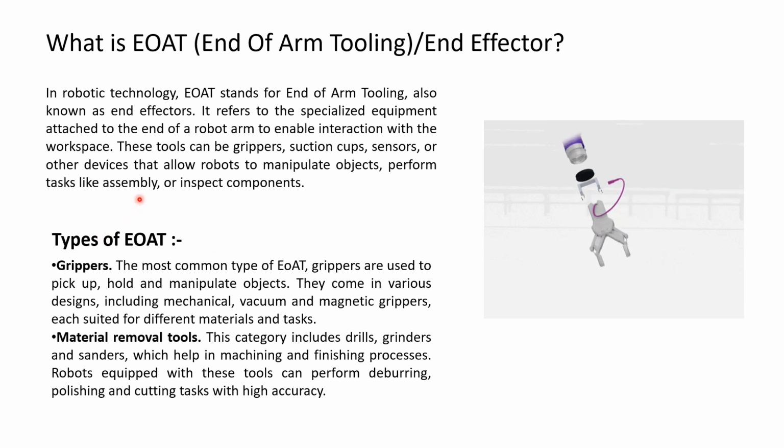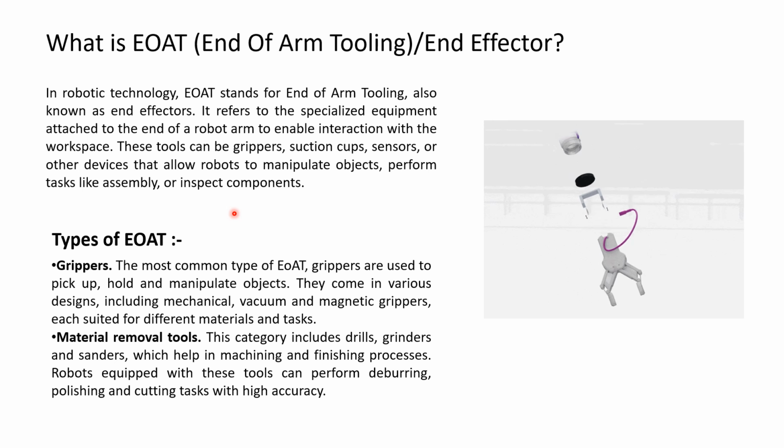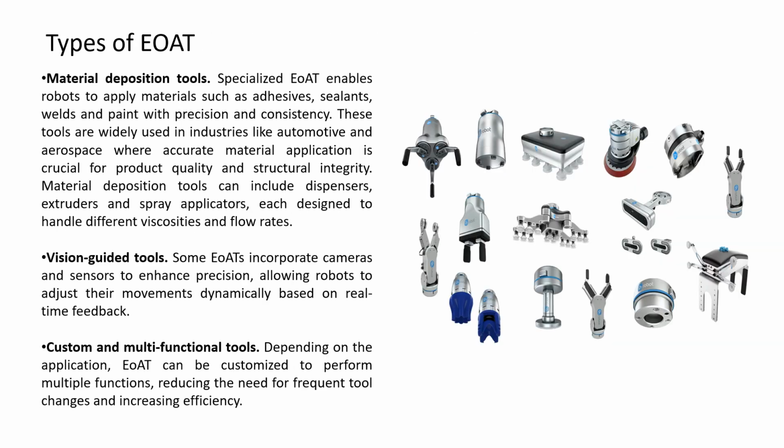So what are the types of end of arm tooling? Those can be grippers. Grippers are the most common end of arm tooling, used to pick and place, hold, or manipulate objects. Then we have material removal tools, which include drills or grinders depending on the application. Then we have material deposition tools. Specialized EOAT enables robots to apply materials such as adhesive and sealant. They will have sealant guns attached to the wrist with the help of sensors and mounting plates. Then we have vision guided tools.